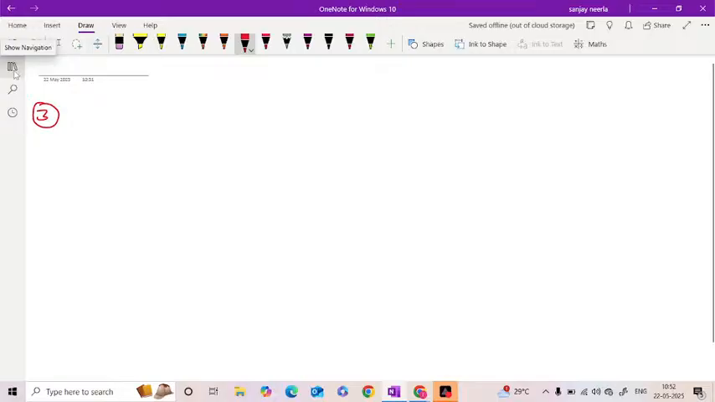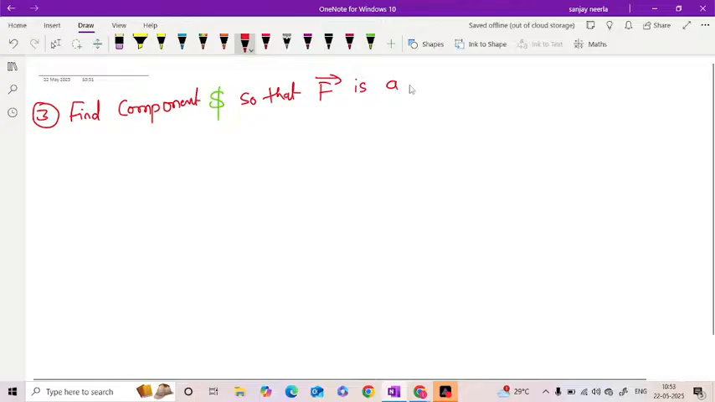Lambda x y minus z cube into i plus lambda minus 2 x square j plus 1 minus lambda x z cube k. Okay, the question I will write: find the component of lambda. Suppose now F is conservative.